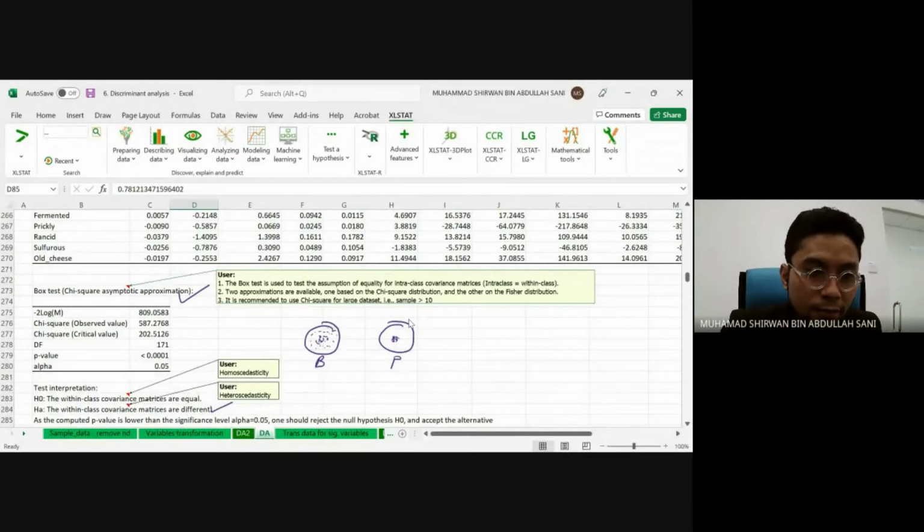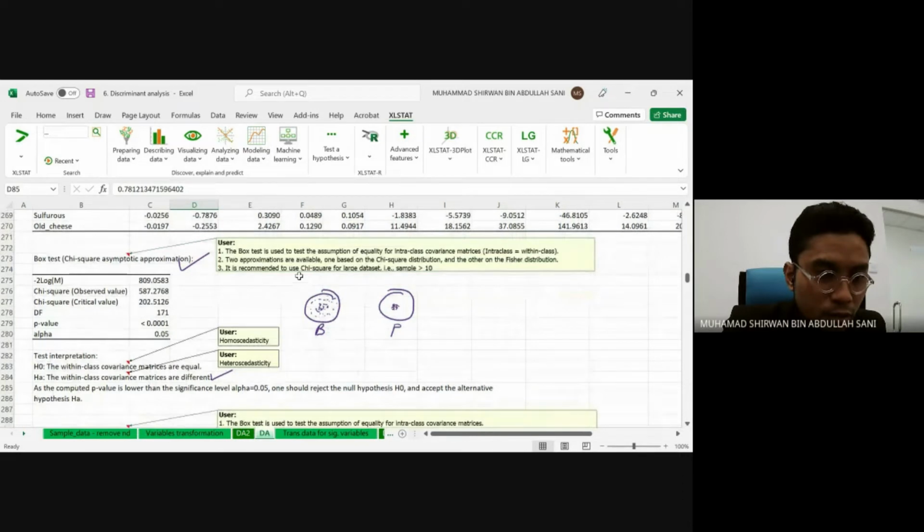We want to see, is there any equality of the intra-class covariance matrix? Is there a difference between the variance of the matrix, the variance of the data you have in the group? Two approximations are available, one based on the chi-square distribution and the other on the Fisher distribution. It is recommended to use chi-square for a large data set, for example, a sample of more than 10. So we will be using this one.